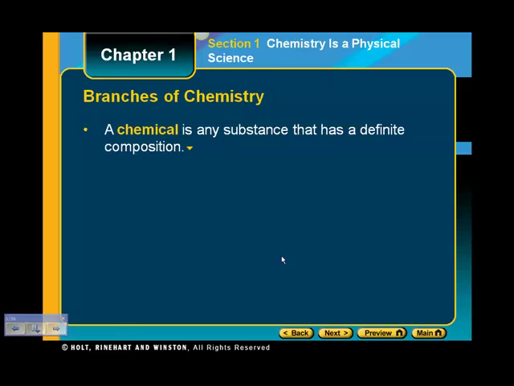So a chemical, just another basic definition here for you to be sure that you know, is any substance that has a definite composition. Something like sugar, sucrose, or water, or carbon dioxide. Okay.